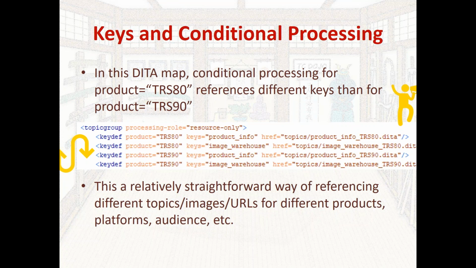TRS90.DITA. And the same then goes for the image warehouse, which has different images, one set for the TRS80 document and the other set for the TRS90 document. This is a relatively straightforward way of referencing different topics or images or URLs for different products, platforms, audiences, however you want to do it. And by the way, at this point, I need to mention that using keys makes you completely map dependent. So if you produce output from single topics and you want to use keys, you'll have to transition those publications to be map based.